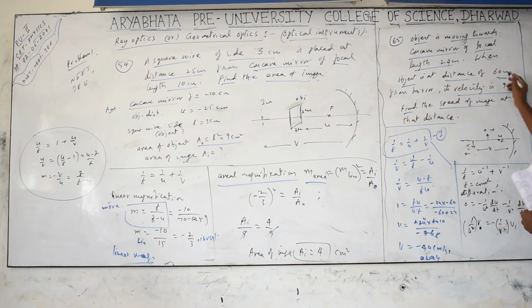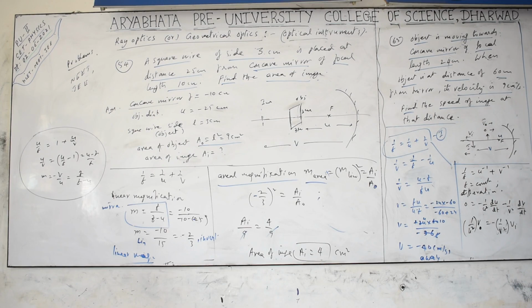The object is at a distance of 60 centimeters. First, U is 60 from the mirror. The velocity at which it is moving, we will take as VO, the velocity of the object, equal to 9 centimeters per second. Find the speed of the image. The image is going in the opposite direction. VI and VO are the velocities we are taking, for the image and the object.